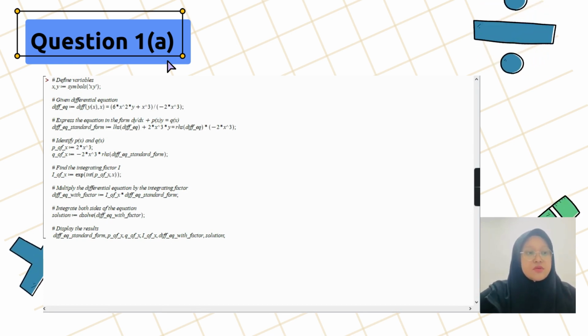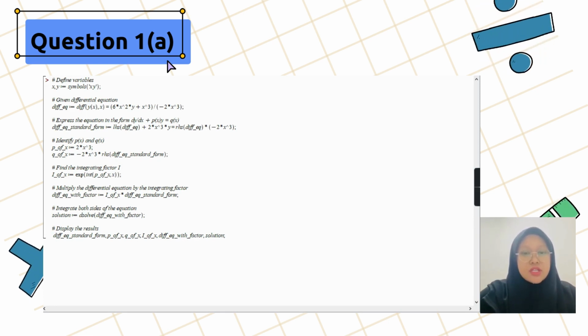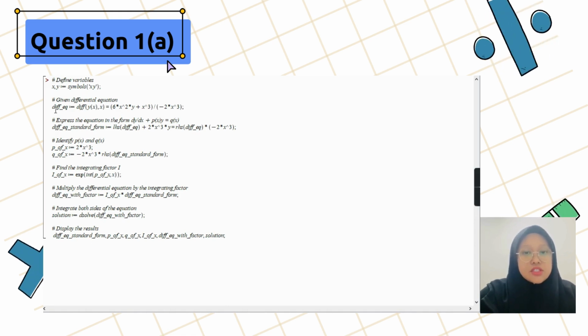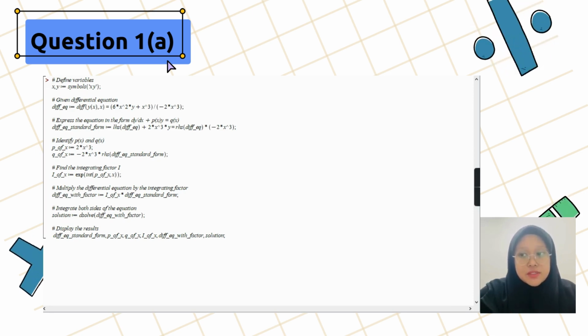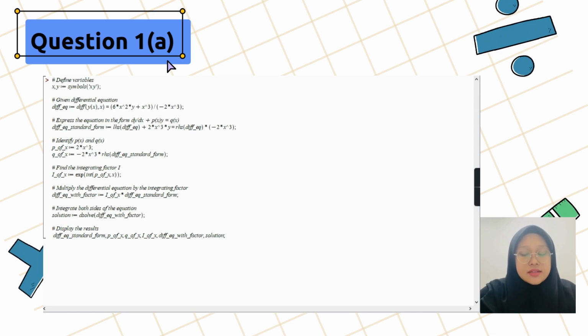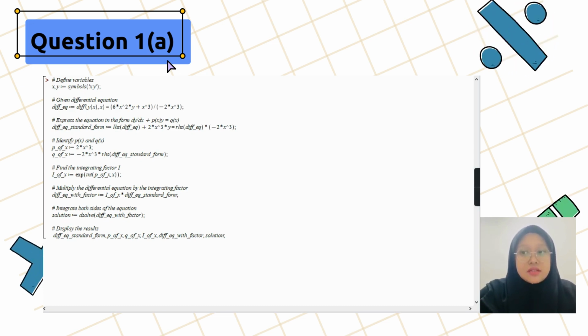For question number 1, we need to prove that dy over dx equals (6x^2 y + x^3) over (-2x^3), with an initial condition of y(1) equal to 0, has a particular solution which is 8x^3 y + x^4 equal to 1, given that the differential equation is either linear or homogeneous.